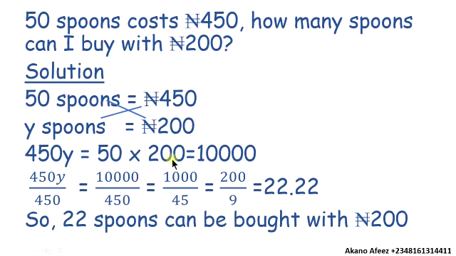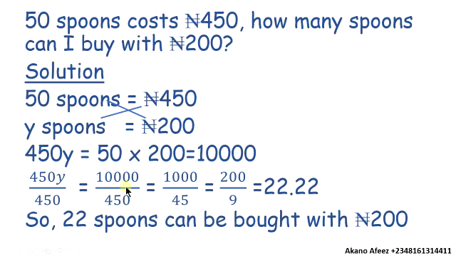50 times 200 gives us 10,000. That means we have 450y equals 10,000. Divide both sides by the coefficient of y. The coefficient of y here is 450. So here we are dividing both sides by the coefficient of y. So we have 450y divided by 450, that gives us y, because 450 cuts 450.